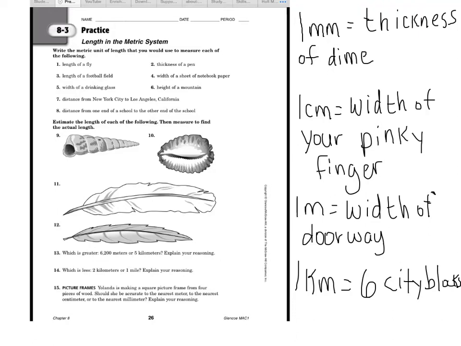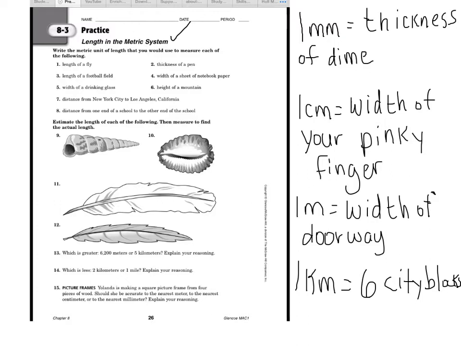Okay, you're going to work this worksheet along with me. This is practice 8.3 and it is length in the metric system. We've already studied length, but this time it's in the metric system, not the customary system. In the customary system, the lengths we talked about were feet and inches, miles, yards. Those are the ones that we were looking at on your math chart. And now we're going to be looking at the metric system.